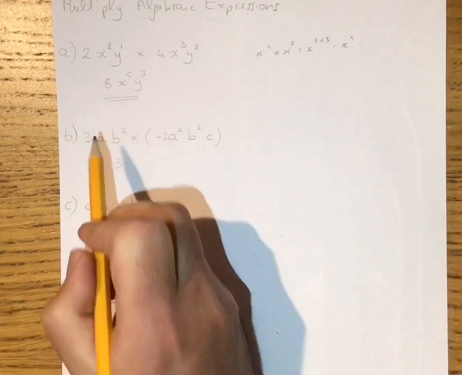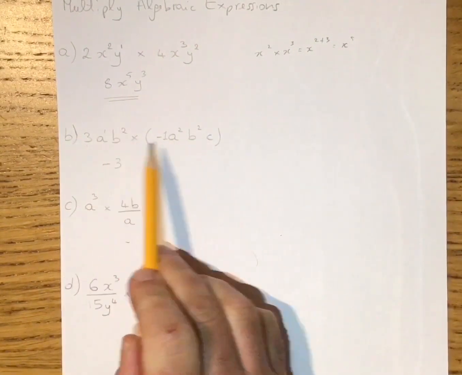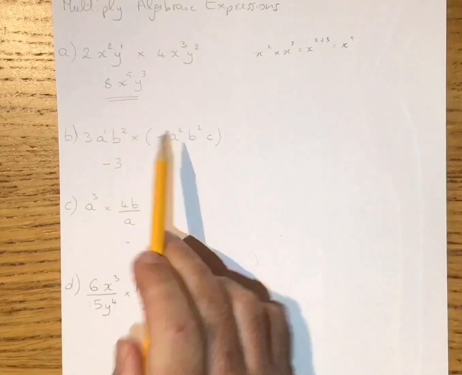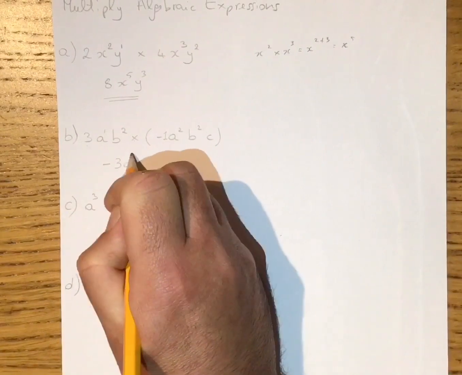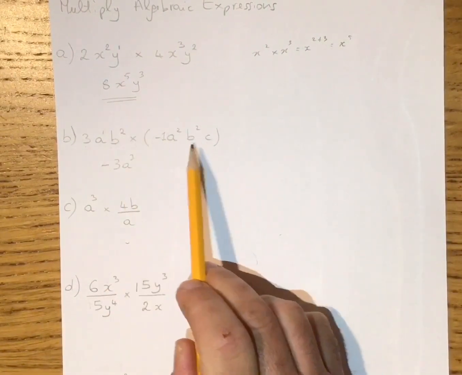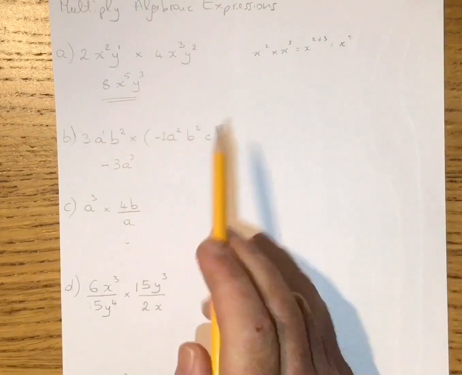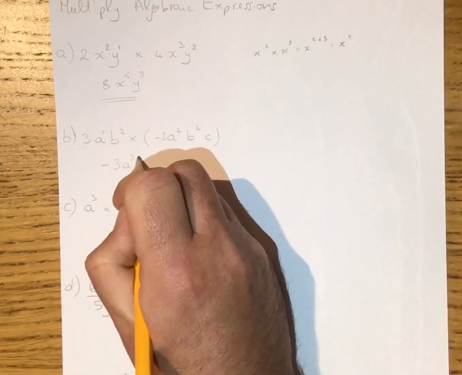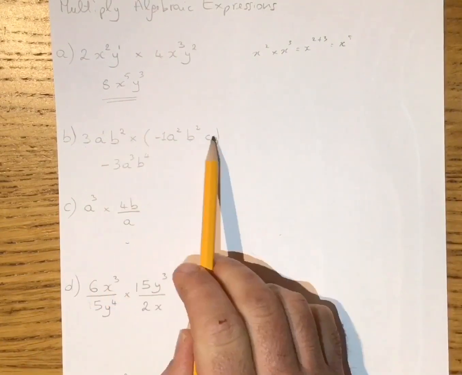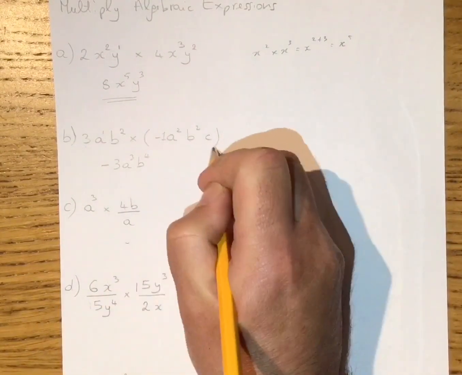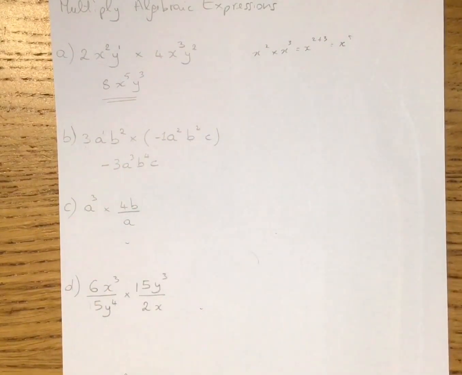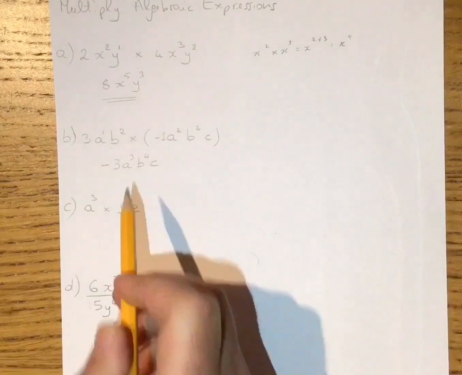A to the power 1 times a to the power 2, we are going to add the powers: 1 plus 2 is 3. B squared times b squared: 2 plus 2 is 4. And here there are no terms in c, so the c just times by 1, which is c again. And that's the final answer.